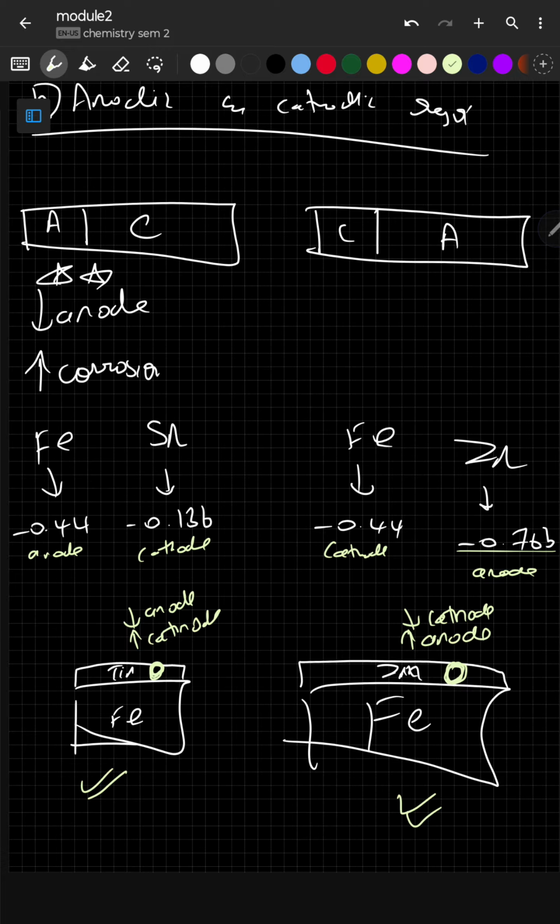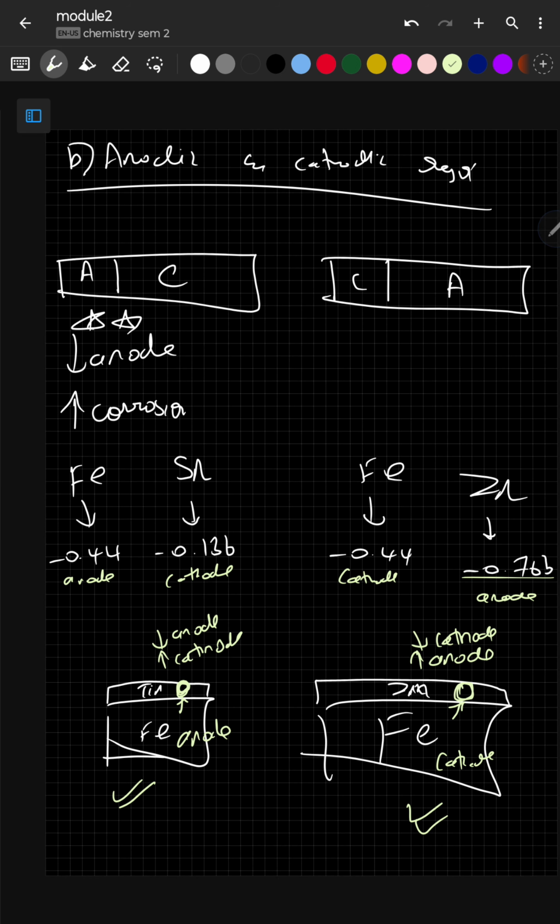What this hole I am drawing is actually of the iron which is exposed. Here it's acting as cathode. Here it is acting as anode. So here lesser anode, more cathode. Here lesser cathode, more anode. That is the difference. Hope you understood this.